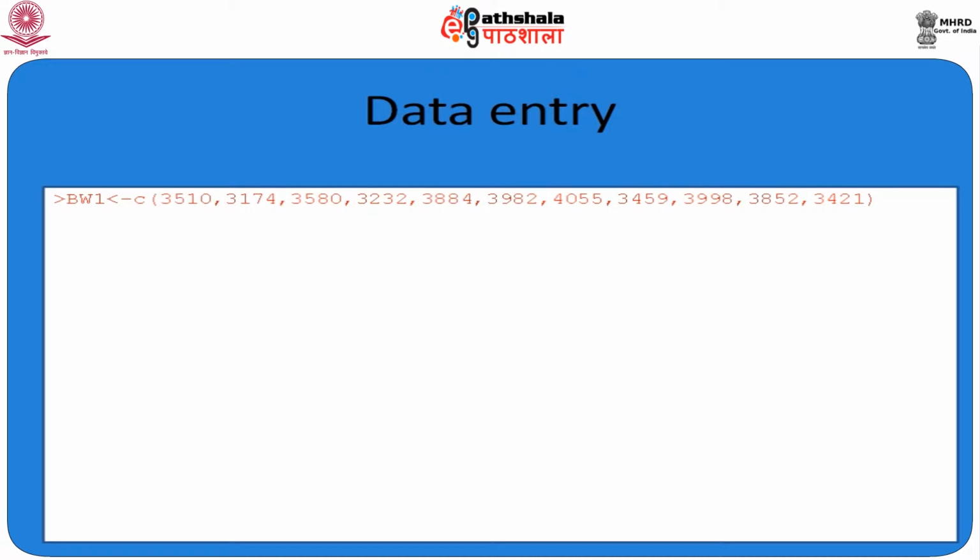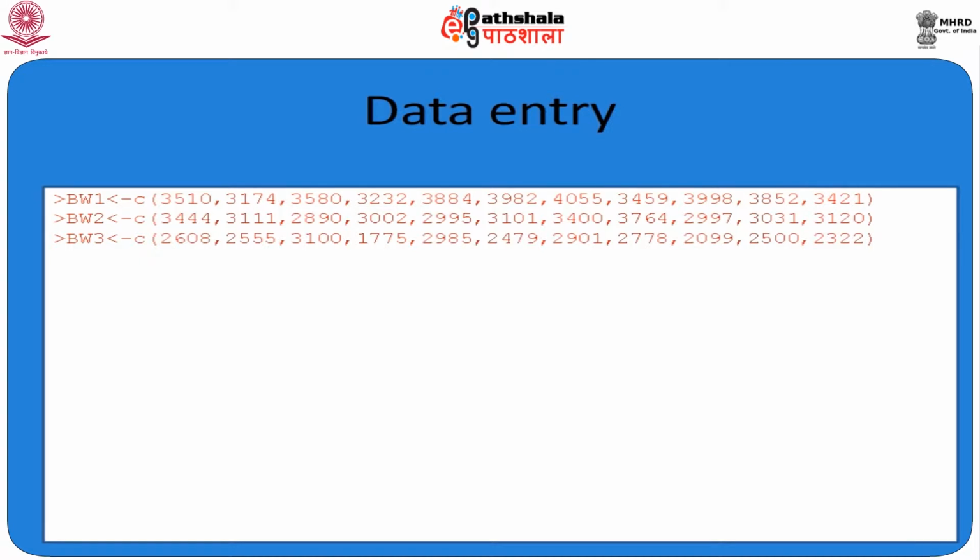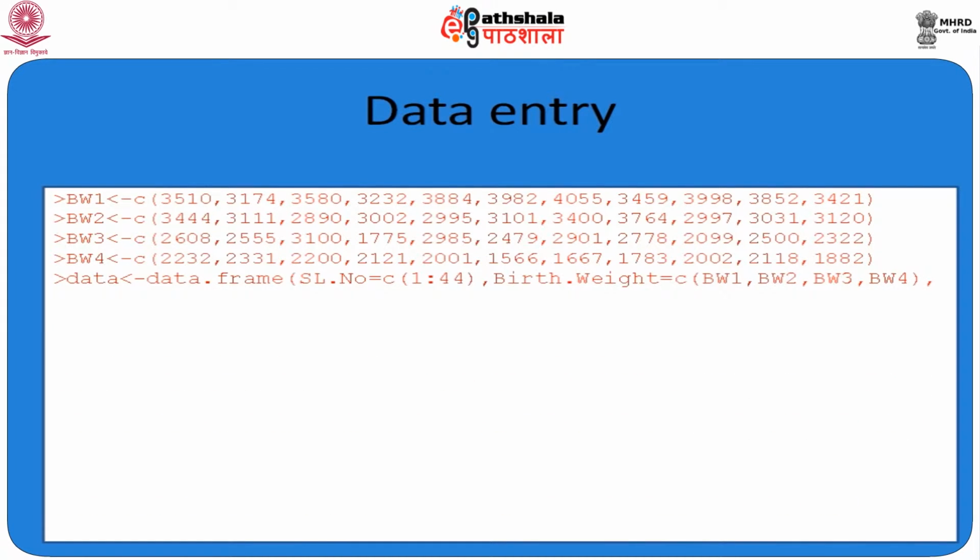The data is in a tabular form that needs to be entered in R. Either you can enter it in a text file and import it in R, or you can enter it directly in R. Here I enter it directly in the R console. I create the variable BW1 as the birth weight of group 1, then BW2 for group 2, BW3 for group 3, and BW4 for group 4. The data should be entered within the function c, which stands for combine. Then the data can be formed in this manner: data equals data.frame, serial number 1 to 44, because each group had 11 participants, so 11 times 4 is 44, and the birth weight equals this.